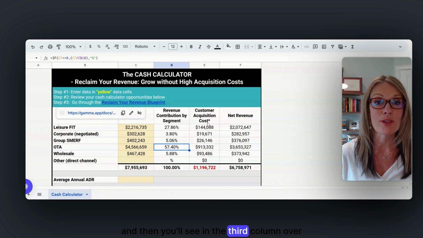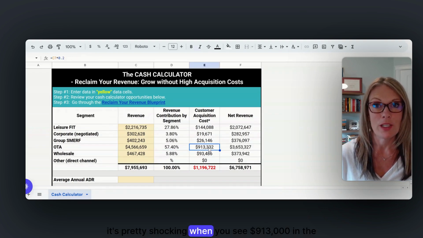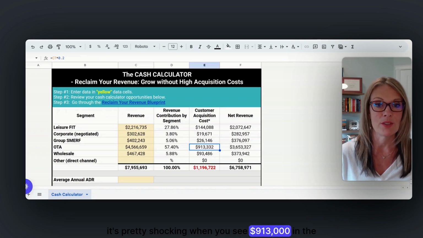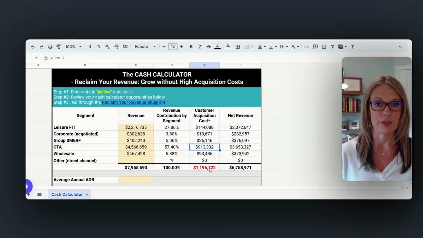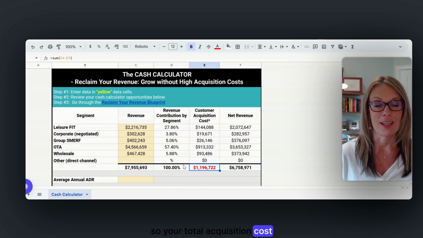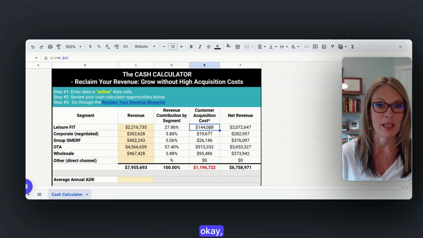And then you'll see in the third column over, customer acquisition cost. Now, it's pretty shocking when you see $913,000 in acquisition costs for a $4.5 million OTA revenue. So your total acquisition cost is $1.2 million. And it's pretty astonishing when you look at that all together and you see, okay, leisure is a direct booking channel, and we are double in the OTA segment.